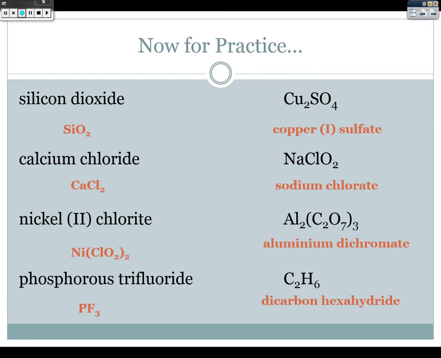Here, sodium is not a transition metal, so I don't need any Roman numerals. So I'm just going to name it as is. So sodium chlorate.